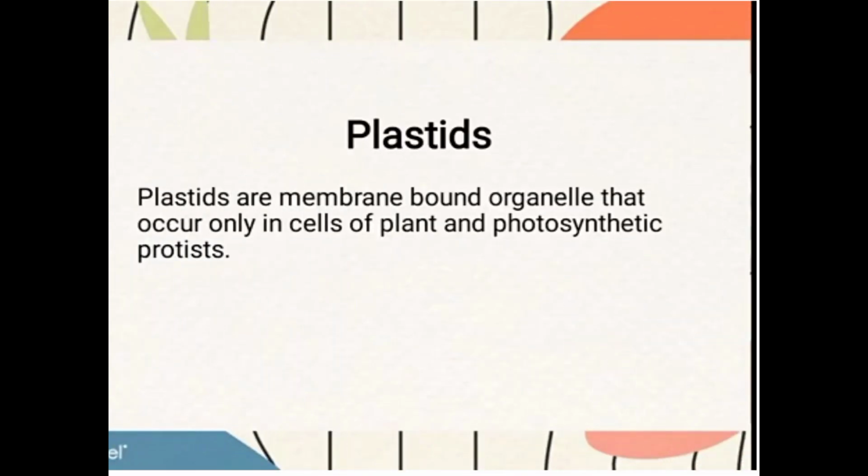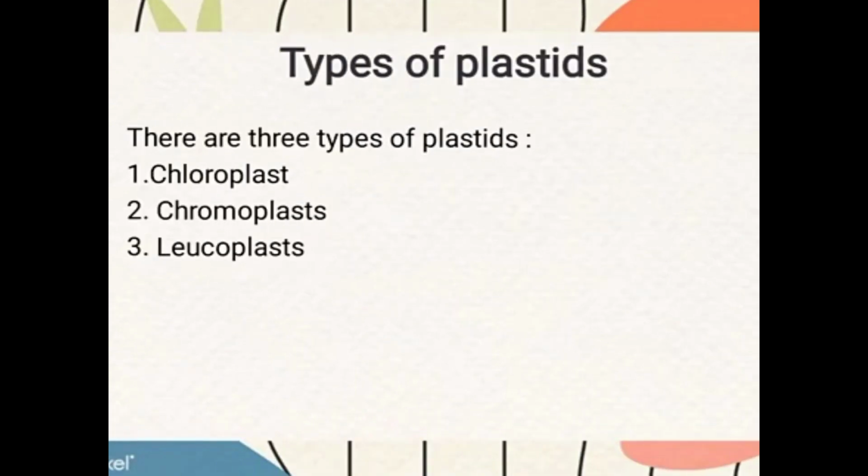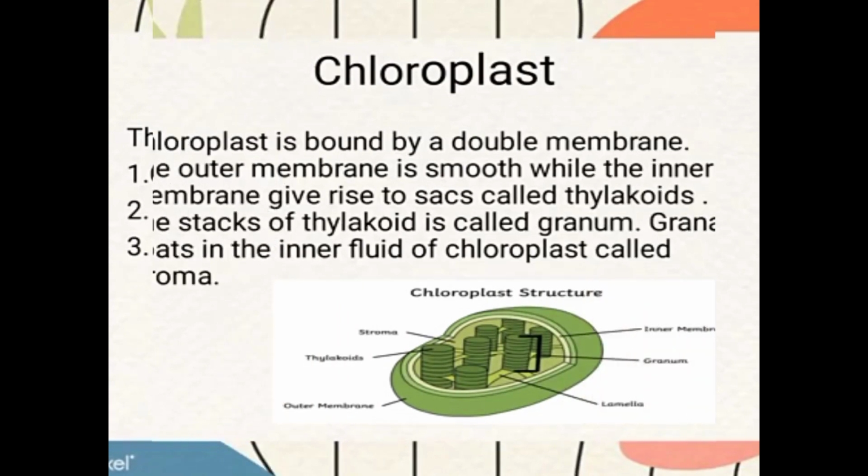On the fourth number, there are plastids. Plastid is another organelle, and these are membrane-bound organelles that occur only in the cells of plants and photosynthetic protists. There are three types of plastid: chloroplast, chromoplast, leucoplast.